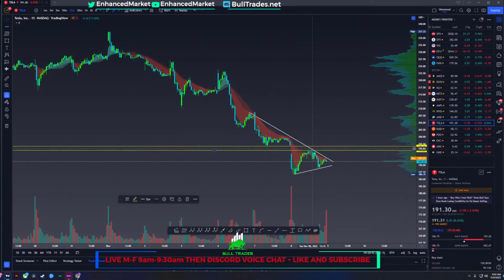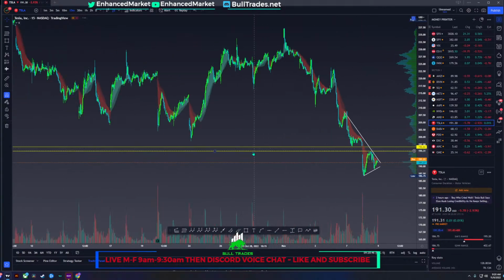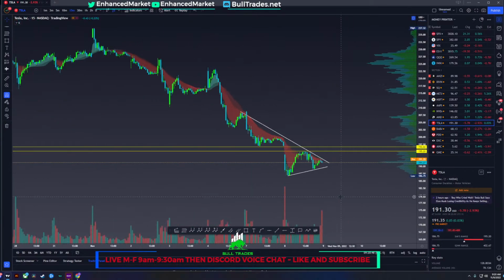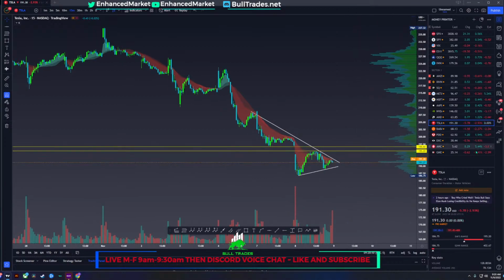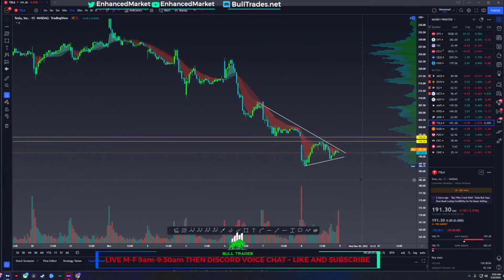Need to watch for a rejection around this level here. A lot of resistance above. Tesla's up 0.3%, so it's stronger than most names in pre-market here.